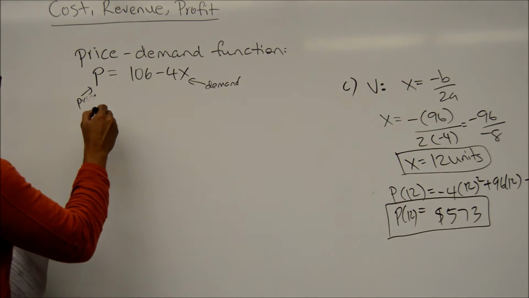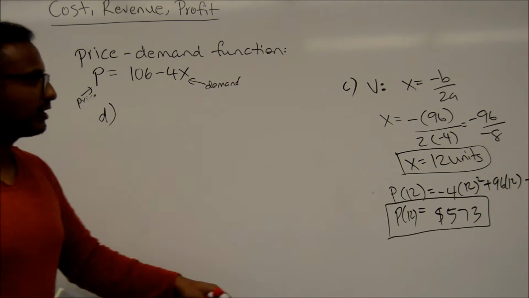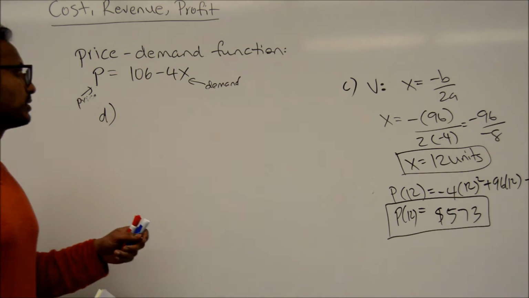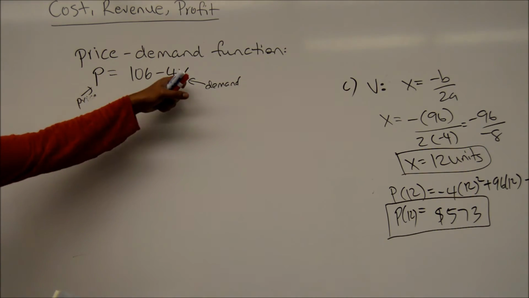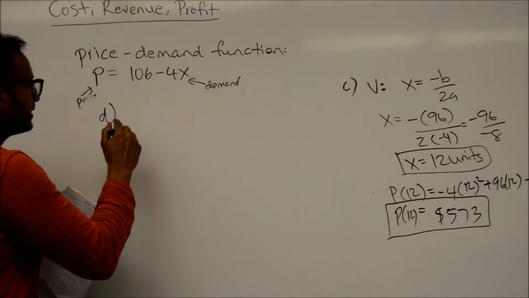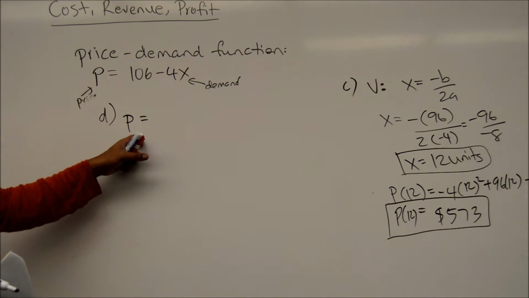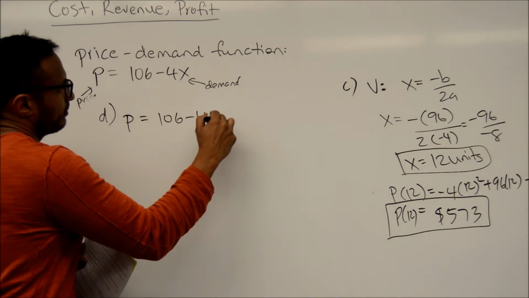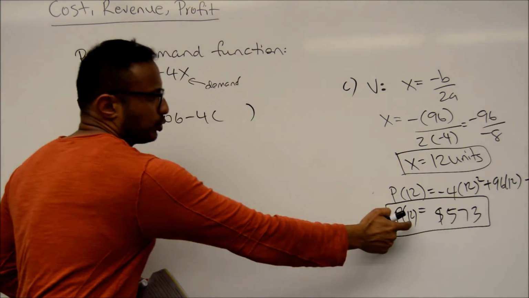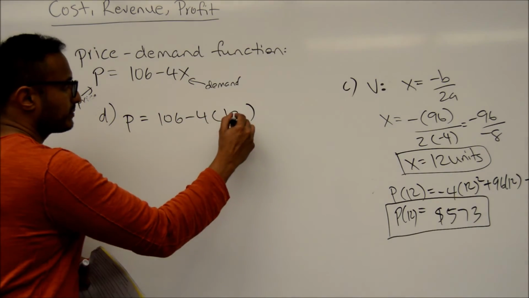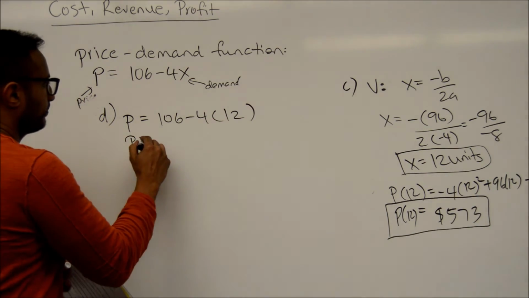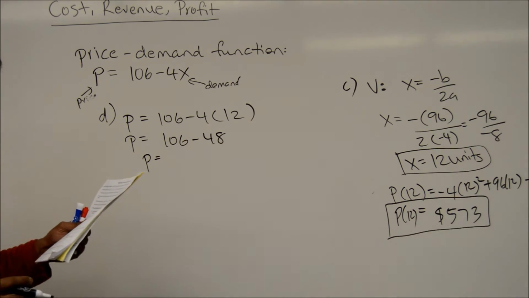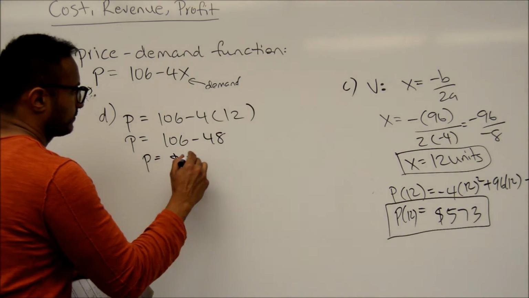Okay, so in part D, we know that the value of X is 12. When 12 units are sold, the profit is maximized. So what is the price when we sell X units? Well, the price, which by the way is different than profit, is going to equal 106 minus 4 times 12, because selling 12 units maximizes the profit. So we're going to get P equals 106 minus 48, and that'll give you $58.